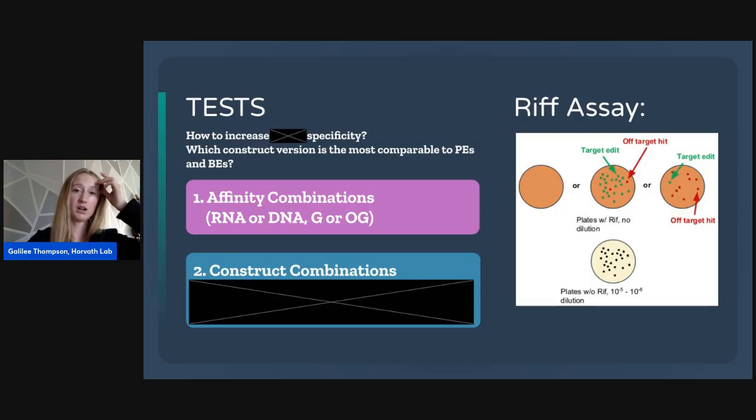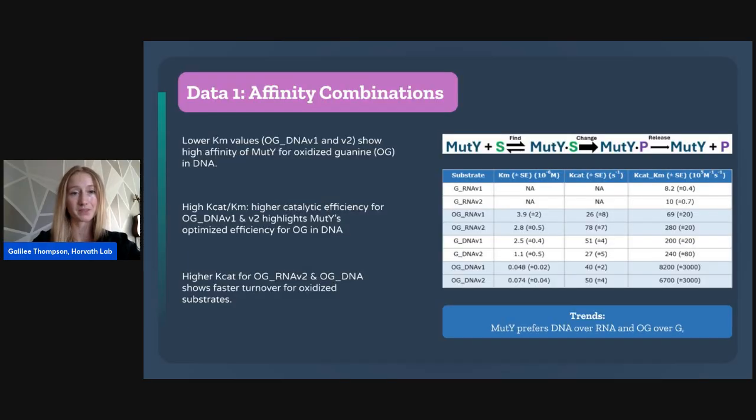Our second one was our construct combinations. We made so many different variations of this construct, and we needed to know which one worked the best. The majority of these were tested using RIF assays. So here's some data that we gathered on our affinity combinations.